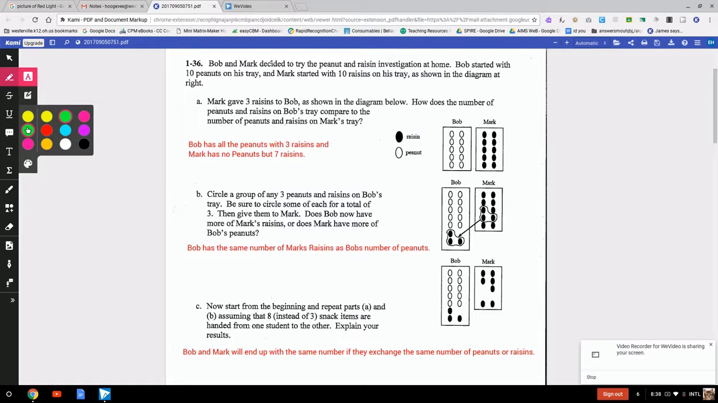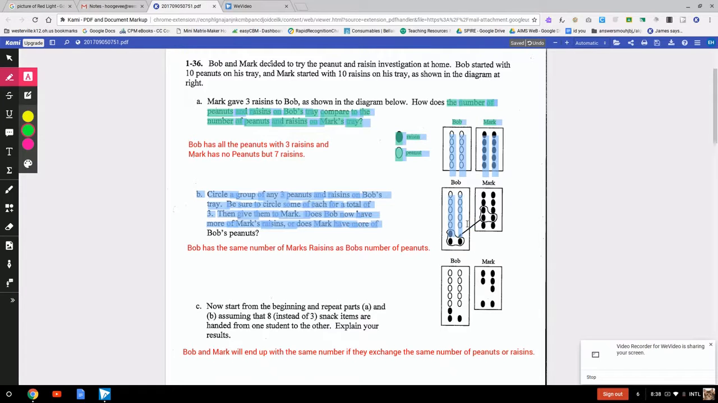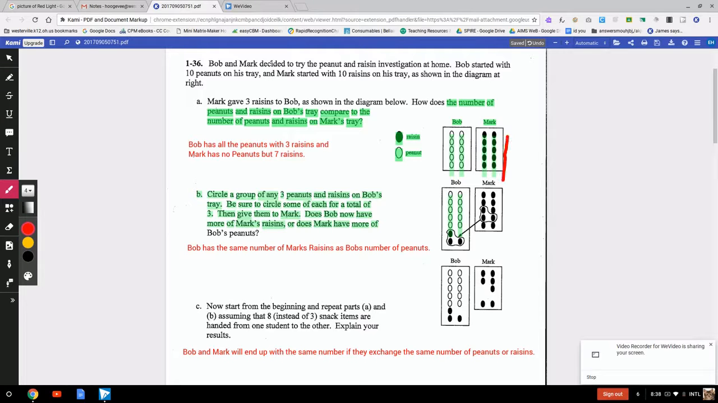The first problem, A, is just talking about if Mark gave 3 raisins to Bob, shown below right here. So it kind of goes in order. If my mouse would start working, I guess it's highlighting everything. So it's everything that's happening right there, just down the line. I'm on my highlighter tool now. So there you go, just everything right here. Mark gives Bob 3 of his things, explain what happened.